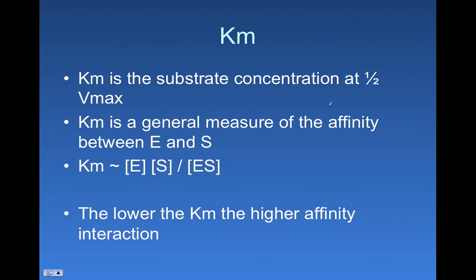Now, if the affinity between your enzyme and your substrate is really high, that means your enzyme loves binding to the substrate. You just put a little bit into your reaction tube and that enzyme binds to it really rapidly. That means your enzyme reaches maximal velocity under low substrate concentrations because it's binding to it rapidly, and that results in a lower Km. So, the lower the Km, the higher the affinity between the enzyme and the substrate.